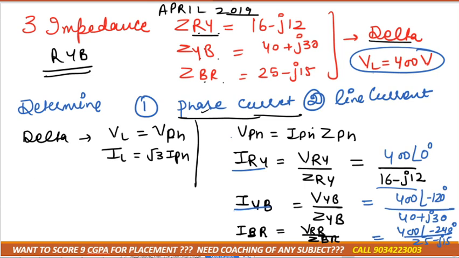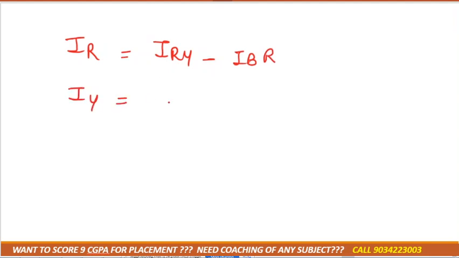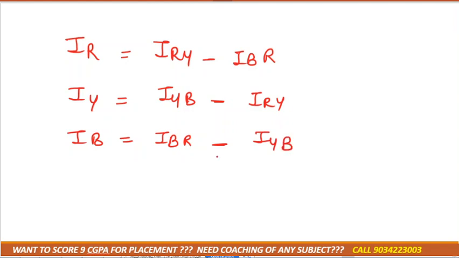But we need to calculate the line current as well. As you know, in the delta connection, line current is different. We have the formulas for that: IR equals IRY minus IBR. Similarly, IY equals IYB minus IRY, and IB equals IBR minus IYB. Okay, so we know all the phase currents.